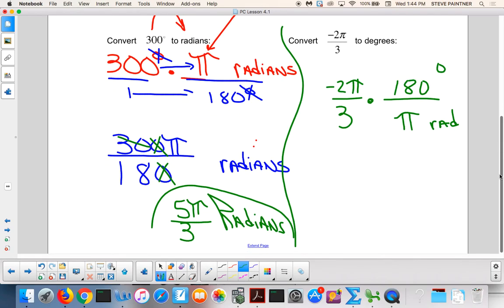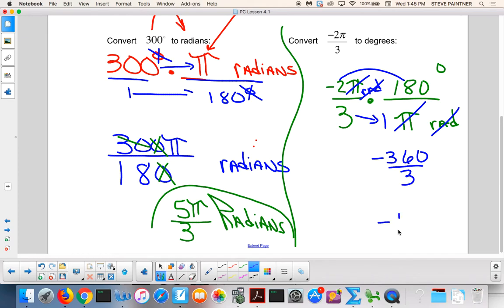Okay, let's do some canceling. What cancels? Oh, you know what? The radian measure is right here. It doesn't say radians, but it is. Radians, radian, pi, pi. Now what? Multiply this, and this is 1, I guess. So it's negative 360 over what? 3, which makes negative 120.